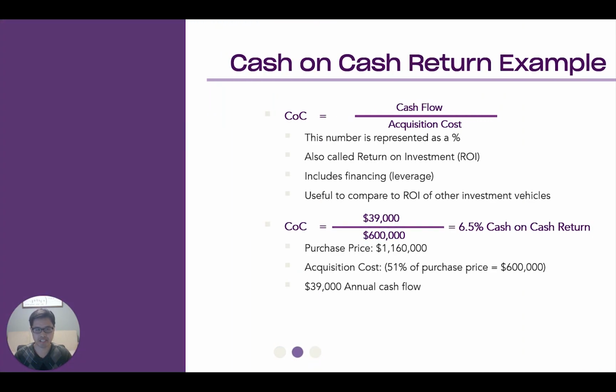Cash-on-cash return, or COC, is calculated by the cash flow divided by the cost of acquisition of the property. This is a measure of the return on investment. Our property has a cash flow of $39,000 when it was initially purchased, and an acquisition cost of $600,000, which was for the loan down payment, the closing costs, and the renovations. This amounts to a yearly cash-on-cash return of 6.5%.